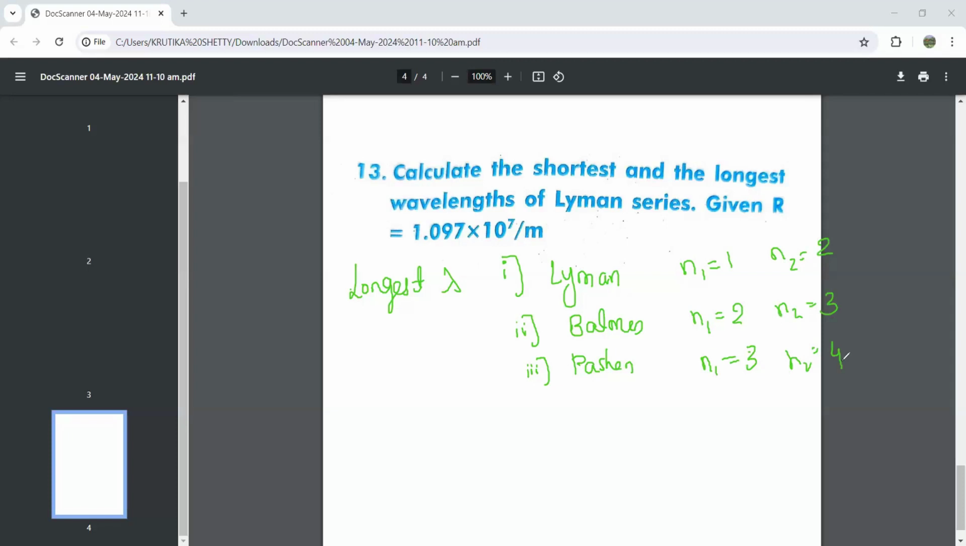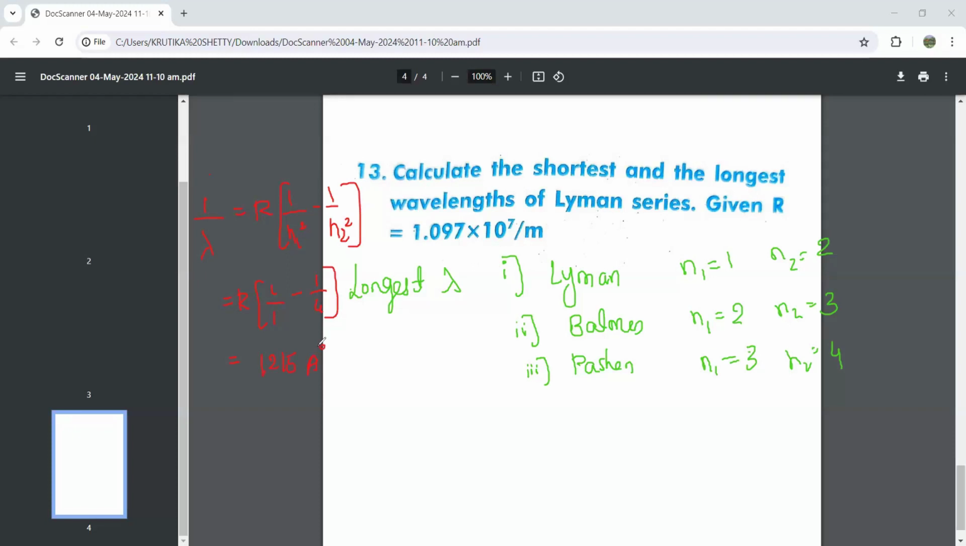Okay, so like this you have to calculate the longest and the shortest wavelength. Formula already you people know. So 1 by lambda is equal to R into bracket 1 by N1 square minus 1 by N2 square. For the Lyman series, 1 upon 1 square minus 1 upon 2 square is 4. If I simplify for the Lyman series, it is 1215 angstrom.